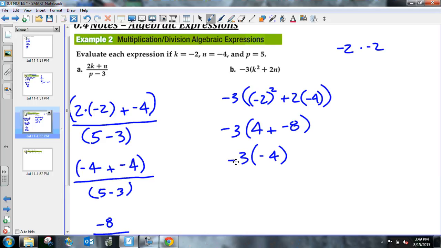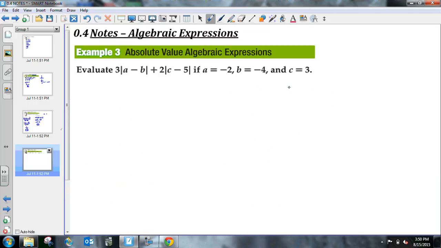Okay, so now I've got negative 3 times negative 4. And so a negative times a negative is a positive, and 3 times 4 is 12, so I'm just going to get 12. Guys, again, I'm evaluating expressions. You don't see any equal signs in between these. I'm just going from one step to the next, and then just keep doing my order of operations. Okay? Let's go ahead and look at example 3.